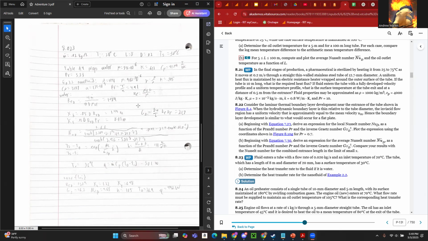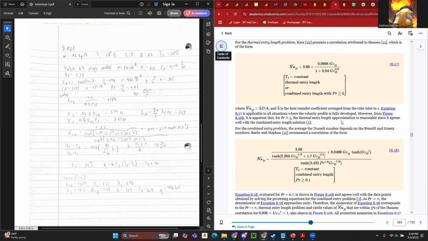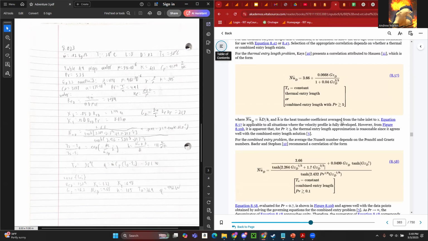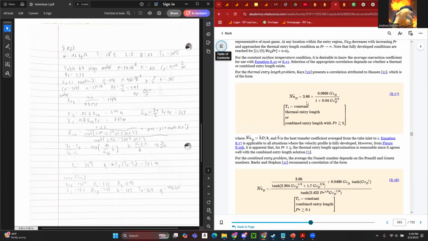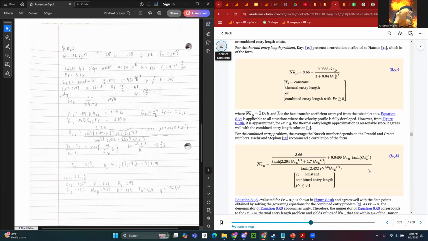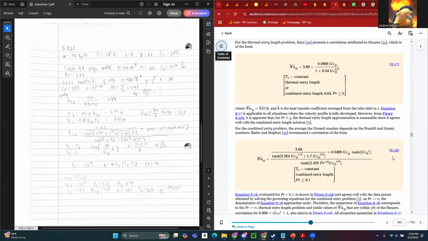And then, unfortunately, normally with the fluid, if we got a Prandtl number of greater than 5, we're able to use the Hausen correlation in order to determine what the Nusselt number is. The Hausen correlation is this equation here, 8.57. However, as stated, the nanofluid has a Prandtl number of less than 5, which means that we're not able to use that. And instead, if we want to properly evaluate and compare these two fluids together, we got to use this monstrosity that is equation 8.58.